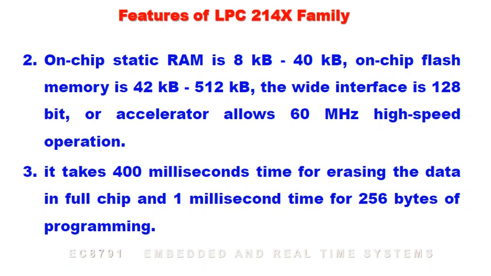On-chip static RAM is 8 KB to 40 KB. On-chip flash memory is 32 KB to 512 KB. The wide interface is 128 bit, or accelerator, allowing 60 MHz high speed operation. It takes 400 milliseconds for erasing the data in the full chip and 1 millisecond for programming 256 bytes.